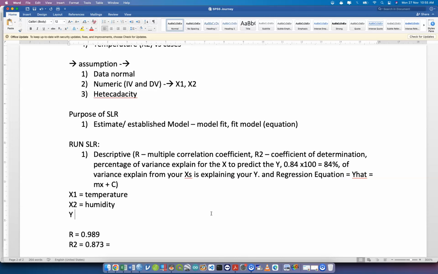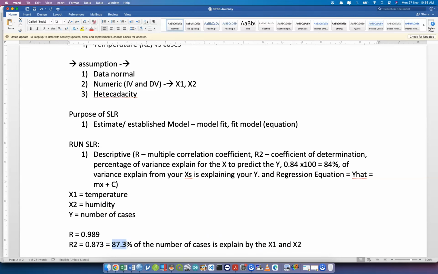I just want to ask, what is the percentage of this? 87.3, right? Okay, let's say the Y is the number of cases. So I got 87.3. 87.3% of the number of cases is explained by the X1 and X2. Faham tak? But not relatively the X1, X2 lah. The variance of the X1, X2. So that means the X are able to predict what happened in terms of the Y by 87.3%.